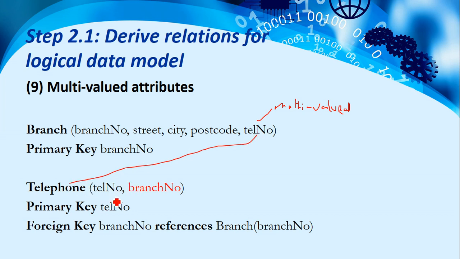Tapos, yung attributes for this new relation, simply yung multi-value attribute, tsaka yung primary key kung saan to siya na entity galing. So, since telephone number is attribute of the branch entity, so that's why yung primary key ng branch entity yung nilagay dito. Additional. So, for a total of 2 attributes for this new relation telephone. And matik na ito, this multi-value attribute is our primary key, and this one is our foreign key, referencing the branch number.